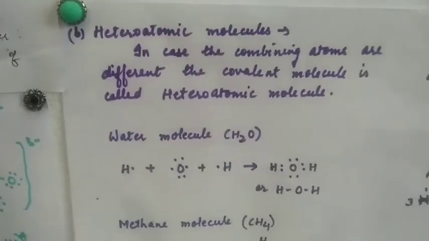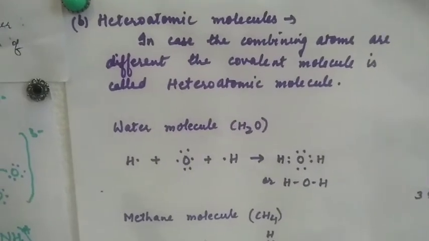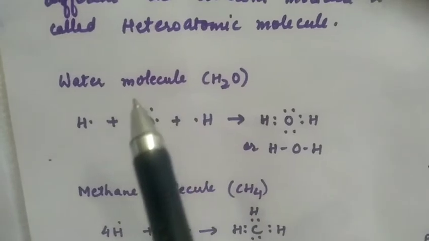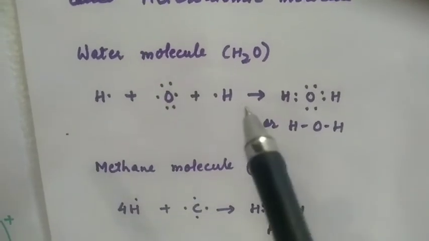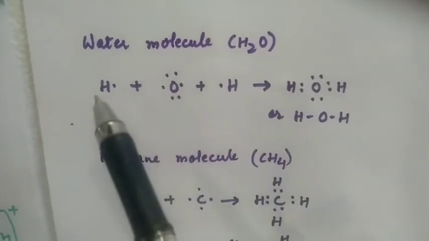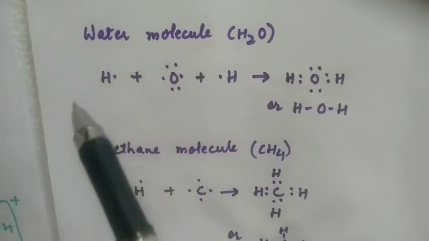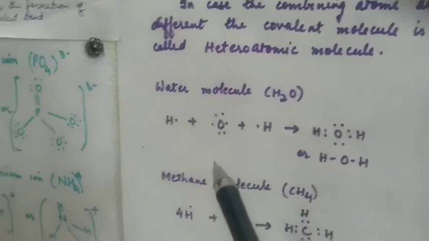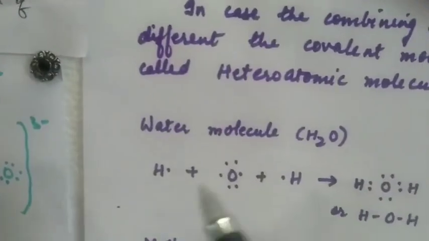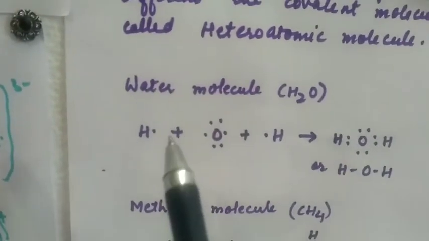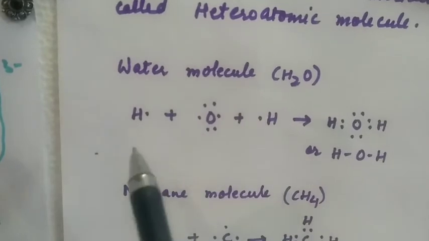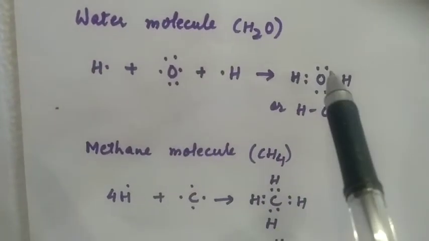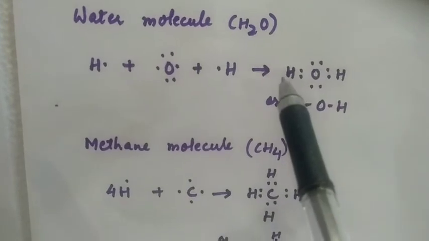Heteroatomic molecules. So in case the combining atoms are different, we get the molecules heteroatomic. For example, water. 2 hydrogen atoms and 1 oxygen atom. Hydrogen needs 1 electron to complete its duplet. Oxygen needs 2 electrons to complete its octet. So both the hydrogen atoms will contribute 1 electron each towards sharing, and oxygen will contribute 2 electrons in all, 1 with this hydrogen, 1 with the other.